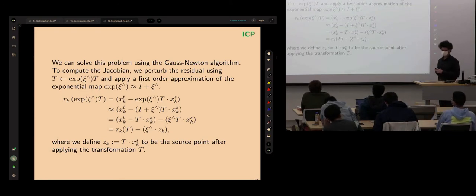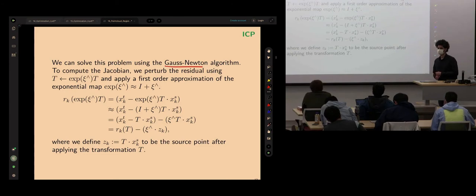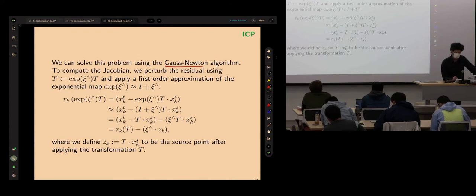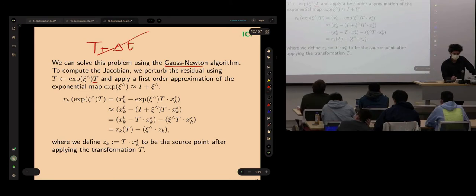So how do we calculate this using the Gauss-Newton, right? We can use the Gauss-Newton method to solve this problem, or Levenberg-Marquardt. What do we need? We just need to calculate the gradient. Do you remember the last part of the previous lecture? How do we get the gradient? It's not very difficult. Because we're dealing with rigid body transformation, there's no T plus delta T, right? It's only T times the exponential of delta T.